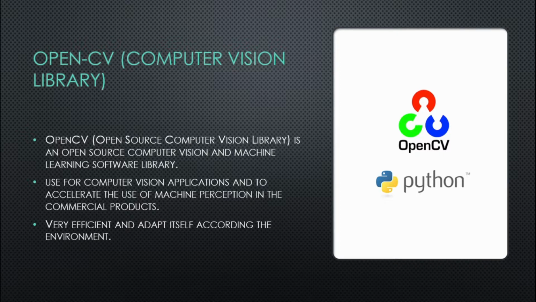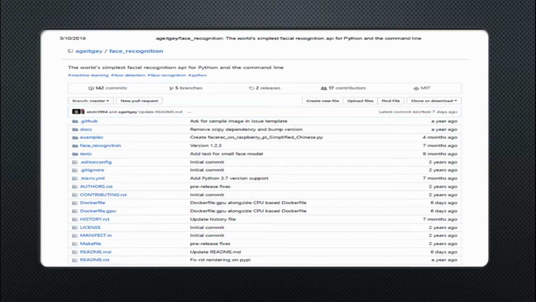OpenCV stands for Open Source Computer Vision Library. This is a very important open source computer vision library used for machine learning purposes, and this is the library which I am using to capture the face and to apply mathematical computation on it. It is a very efficient and adaptive method which can adapt itself according to the environment. This is the screenshot of the documentation which I am using here. I will put the link of this documentation in the description, so you can access it from there.